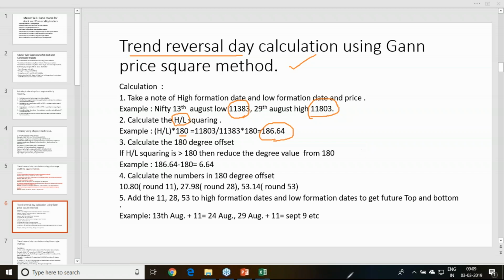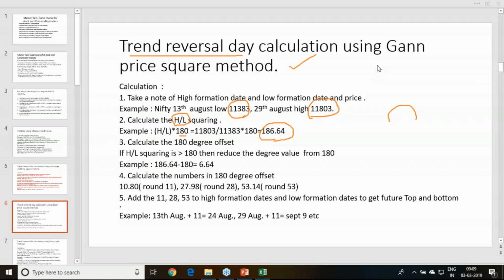So here, what I am doing: one half circle is 180 degrees. I am just taking the high and low divisions. So how many times the low has moved, or how many rotations the low has given as compared to the high. For that reason only, I am dividing high by the low. How many rotations it has given out of that.